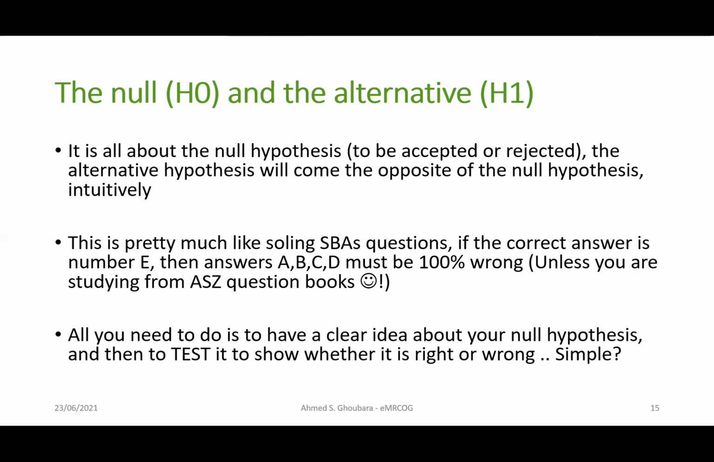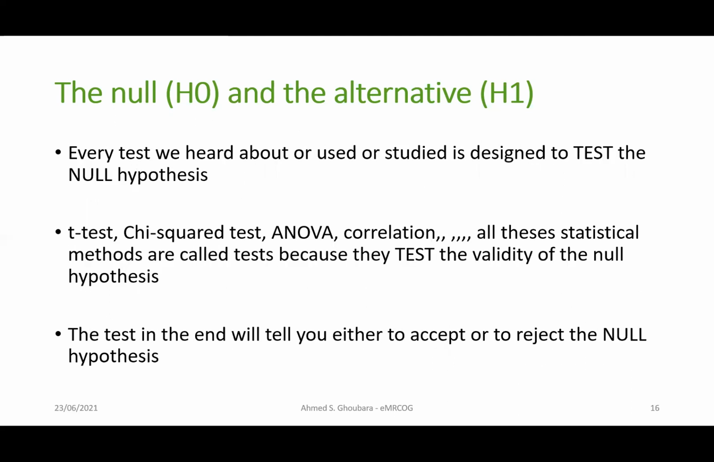So all you need to do is to have a clear idea about the null hypothesis, and then the test. Then test the null hypothesis, to show whether it is right or wrong. Simple as that. Every test we heard about, so now we talk about the test. Every test we heard about, we used or studied, is designed to test the null hypothesis. The t-test, the chi-square test, the ANOVA, the correlation. All these statistical methods are called tests because they test the validity of the null hypothesis. The tests are going to tell you whether to accept or reject the null hypothesis. That's in plain English.